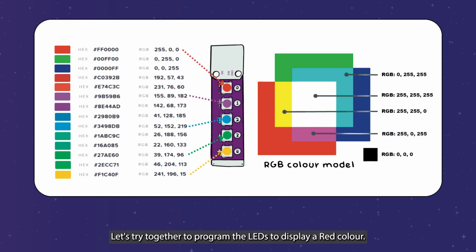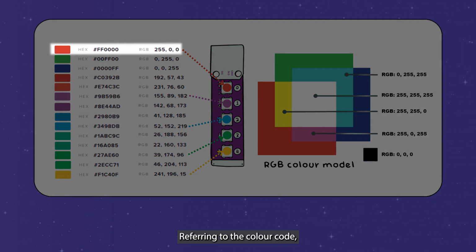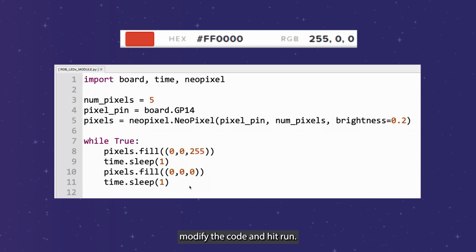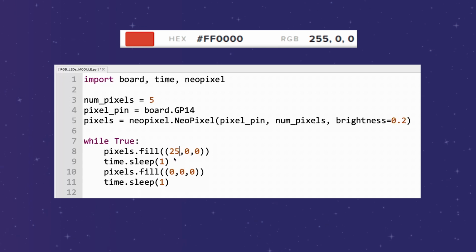Let's try together to program the LEDs to display a red color. Referring to the color code, we know that the red color code is 255, 0, 0. Modify the code and hit run.